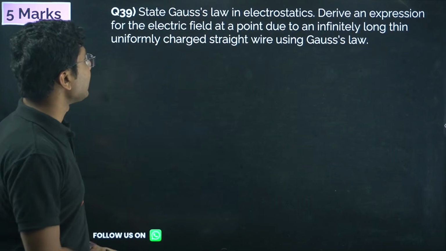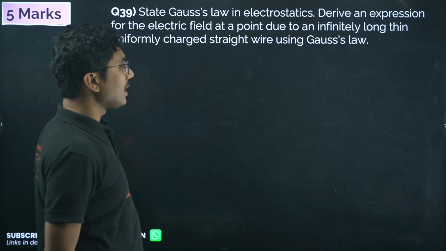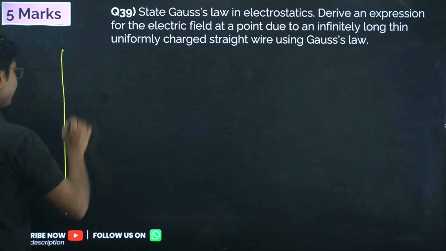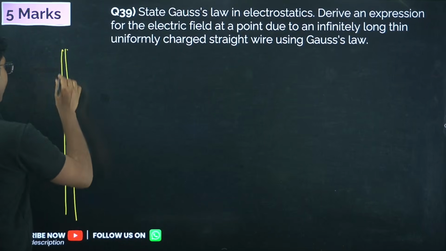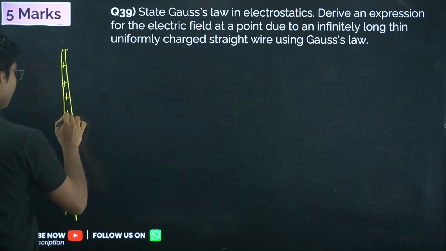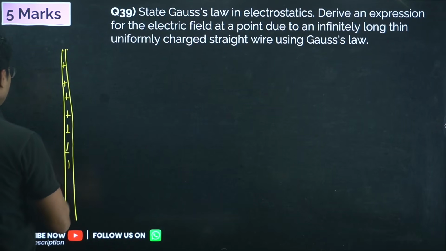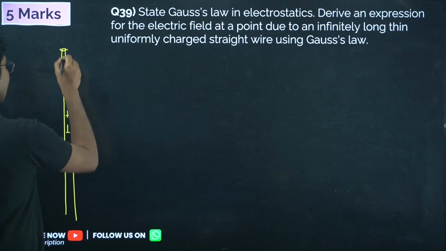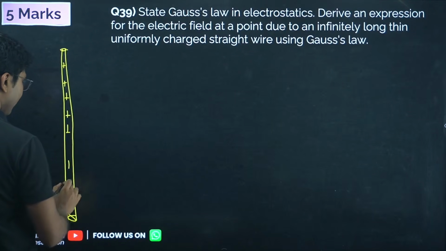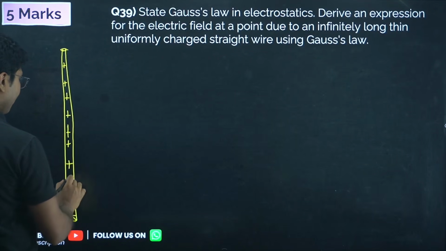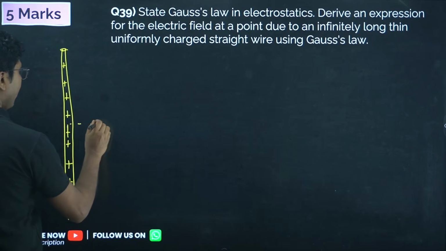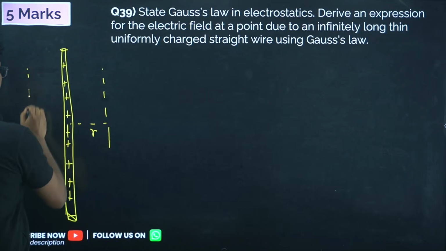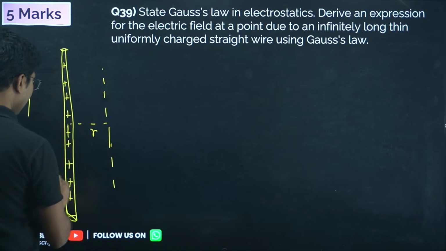Derive an expression for the electric field at a point due to an infinitely long, thin, uniformly charged straight wire using Gauss's law. So we have a straight wire, and we have to apply Gauss's law to find the electric field due to this wire. Do not draw like me, use a scale, make one parallel line, and then add lines like this so that it appears to be a wire. Now take a point over here, R, and then construct a cylinder. Best is to construct the cylinder, then take the distance.